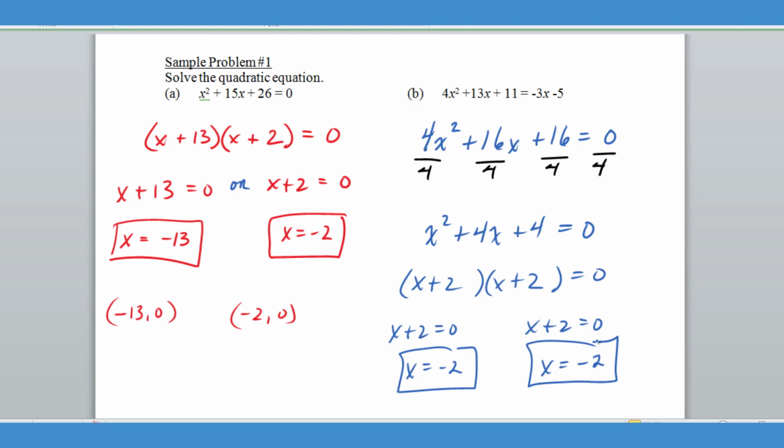Those are your examples of solving quadratic equations through factoring. In the next section, we'll learn another method of solving quadratic equations.